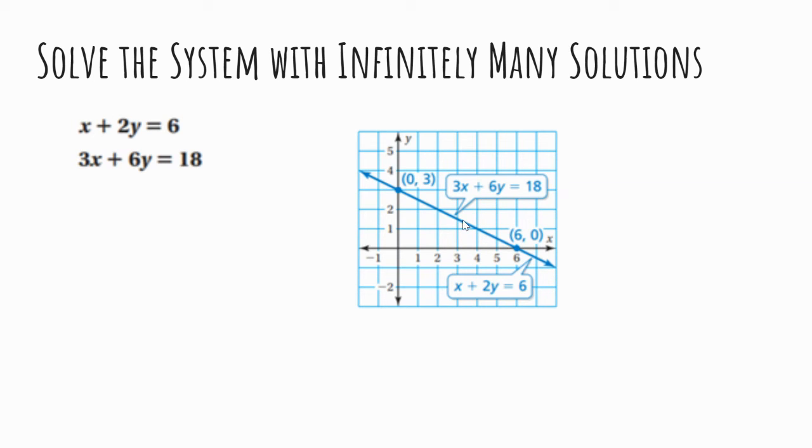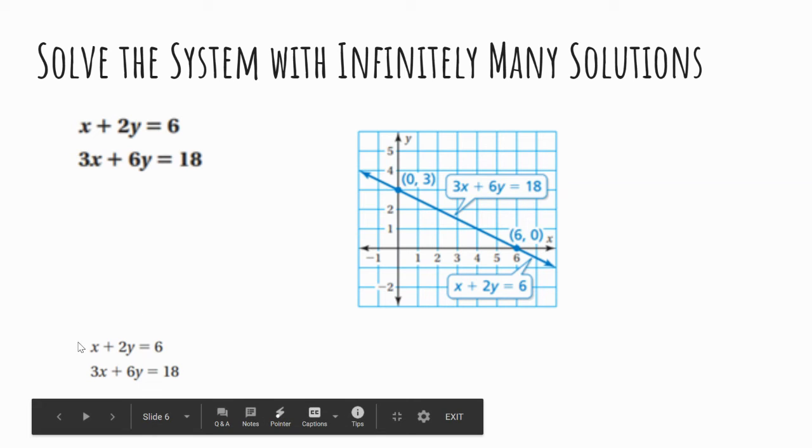So every point on here is a solution to the equation. (2, 2): 2 plus 2 times 2, so 2 plus 4 is 6. 3 times 2 is 6, plus 6 times 2 is 12. 6 plus 12 again is 18. So every point on both these lines, because they are the same line, is a solution. That's called infinitely many. So how does that look if you don't graph it?